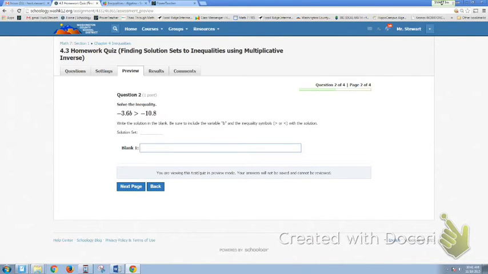Okay, so here we go. I'm anticipating this being one of the harder quizzes that you've encountered so far. Solve the inequality. Here's the inequality. Not that big of a deal. Oh, and it says write the solution in the blank. Be sure to include the variable b and the inequality symbols, greater than or less than, with the solution. So we want to make sure we do all of those things.